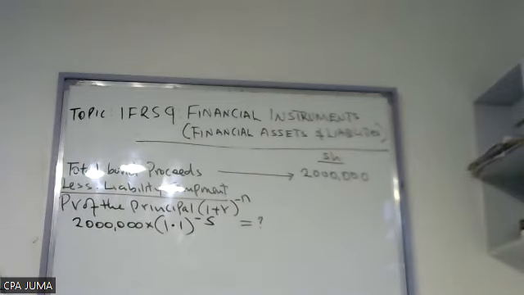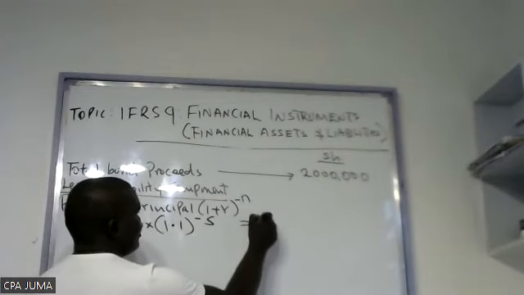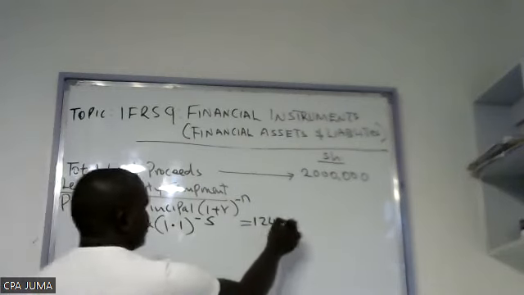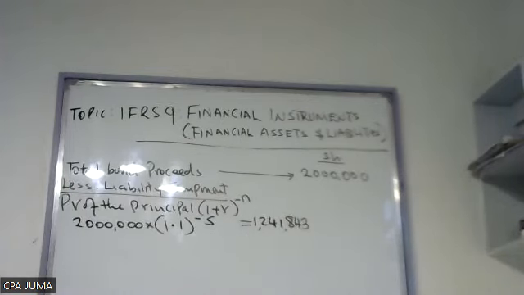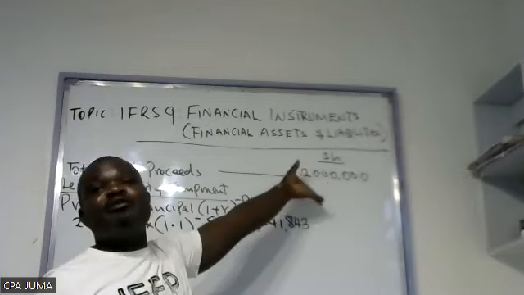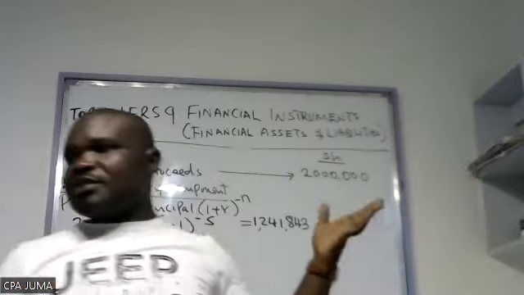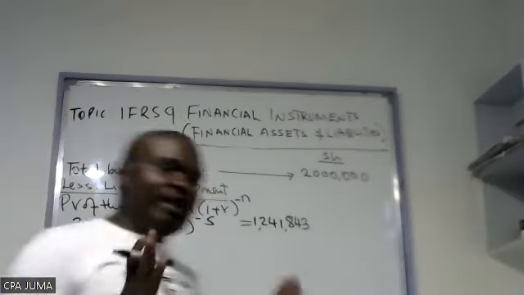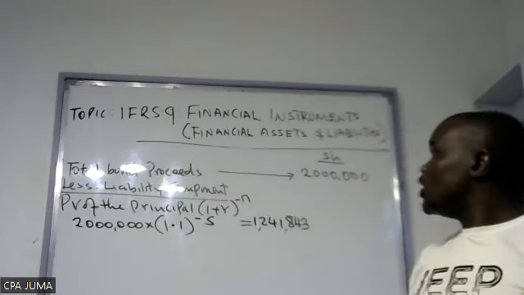So what are you getting? 1241. So this is 1,241,843. Correct. So the interpretation means the value of 2 million in 5 years to come will be equivalent to 1.2 million, because money depreciates, as you are aware. So the value will be like that, though I would refund the 2 million.